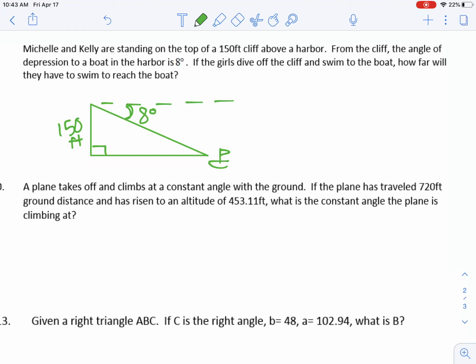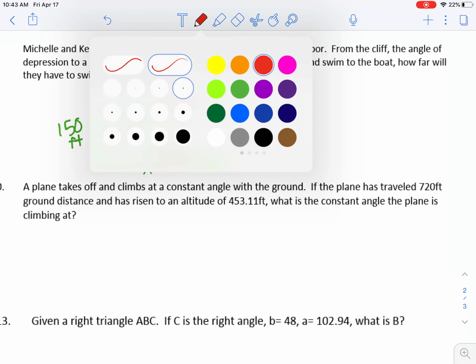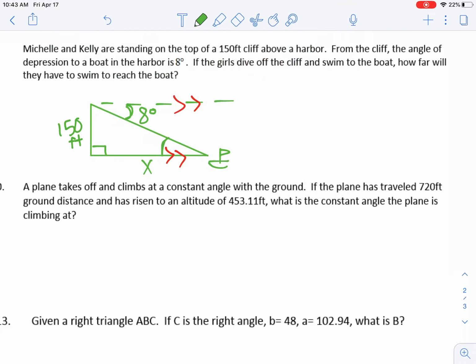One extra hint that I'm going to give you here is that we would really have parallel lines cut by a transversal. So that would make this angle also 8 degrees, because that is alternate interior angles.